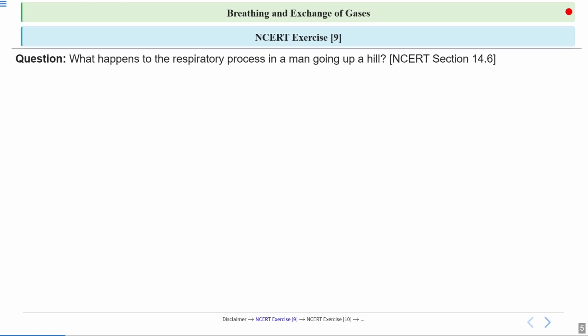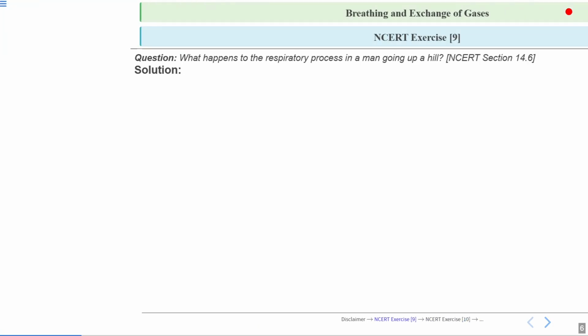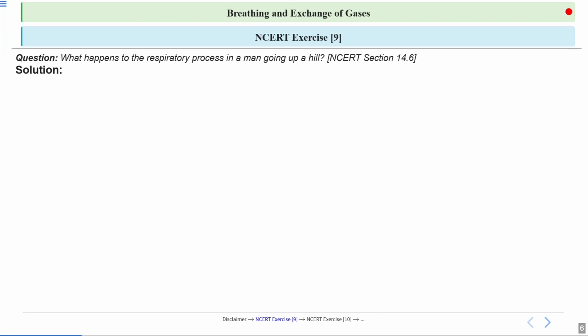Question number 9. What happens to the respiratory processes in a man going up a hill? This question is coming from NCERT section 14.6. The question is asking, when a person is going to the hill, what will happen to the respiratory processes? Let us see the answer to this question.